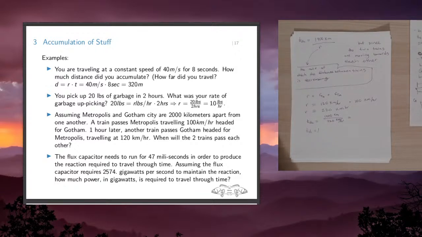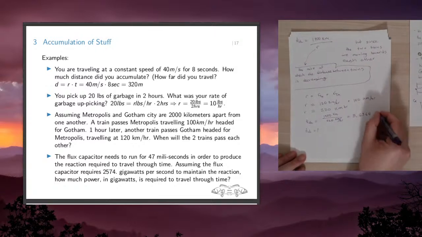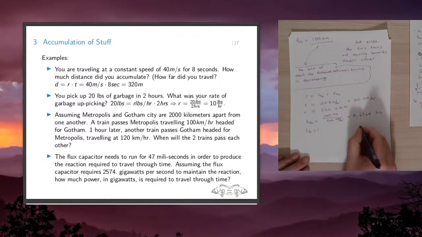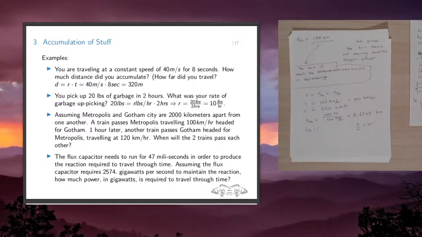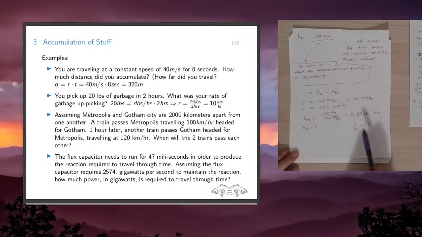1900 divided by 220 is 8.6364 hours. Now let's be a little careful here. Why is this hours? Well, the kilometers definitely cancel, right? And then also if we have 1 over hours, that's the same as just plain old hours. So the units actually do make sense, right? The time to do that second bit is 8.6364 hours.